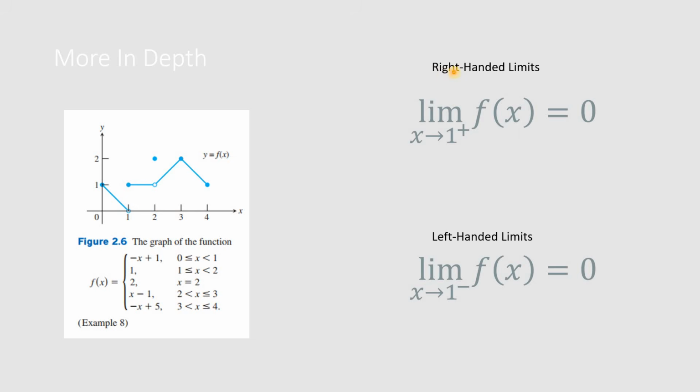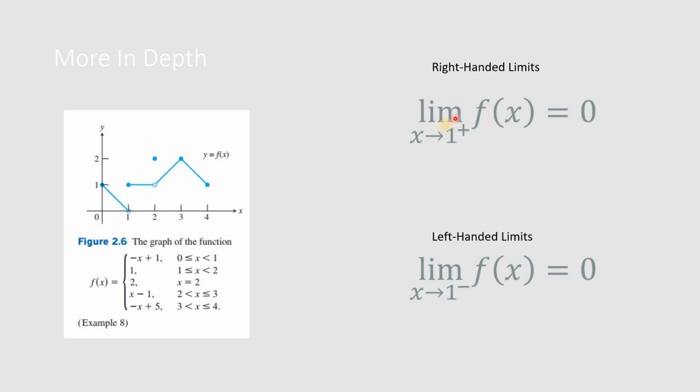So let's take for example this limit right here. As x approaches 1, what is our limit? Is it y equals 1 or y equals 0? Well, that all depends on which side you are approaching x equals 1 from. If I approach x equals 1 from the left-hand side, then the limit appears to be 0. If I approach x equals 1 from the right-hand side, then the limit appears to be 1. And so this graph has both right-handed and left-handed limits.